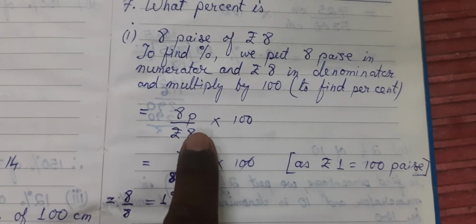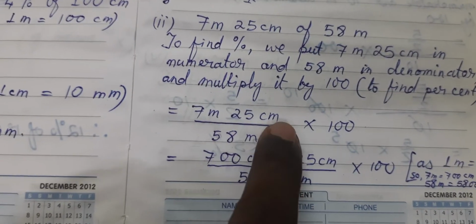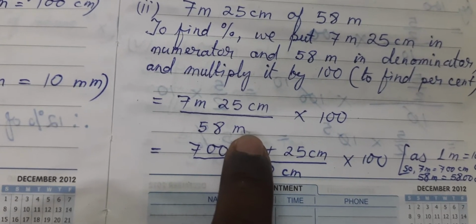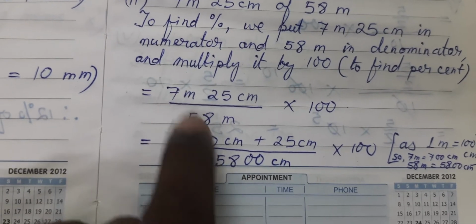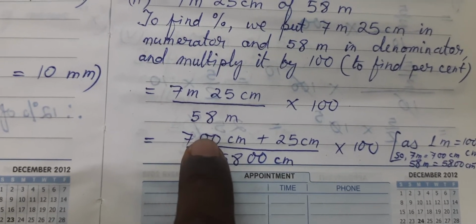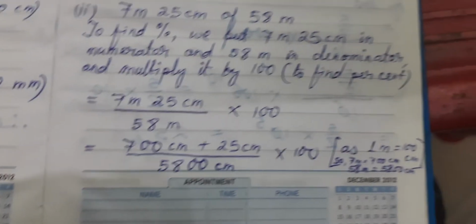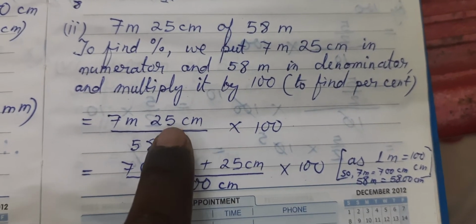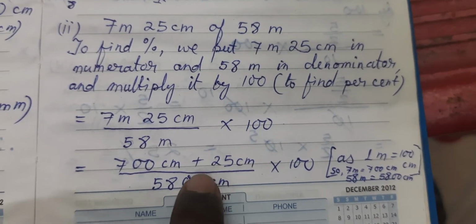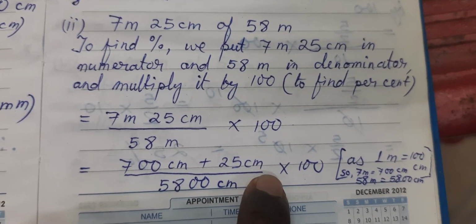So same thing that we had done in question number 1. What we had done, we had converted both into same unit. Here also we will convert and make it into same unit, both numerator and denominator. Alright, so 7 meter we will convert. Let's convert 7 meter. 1 meter is 100 centimeters. So 7 meter will be 700 centimeters. And with that 25 centimeter, add. So 700 plus 25 centimeter in the numerator.